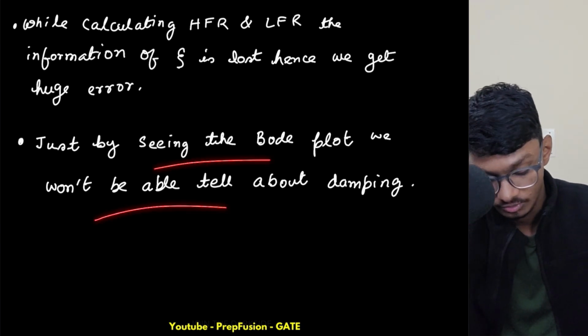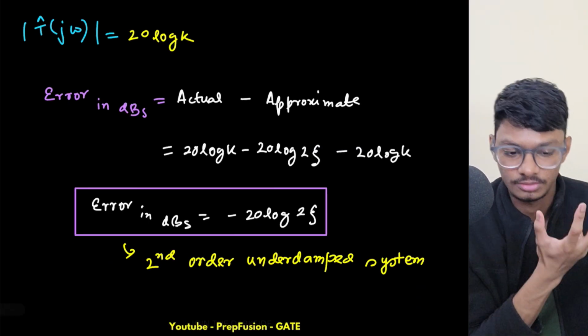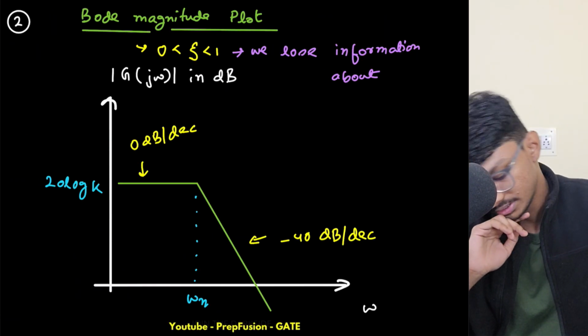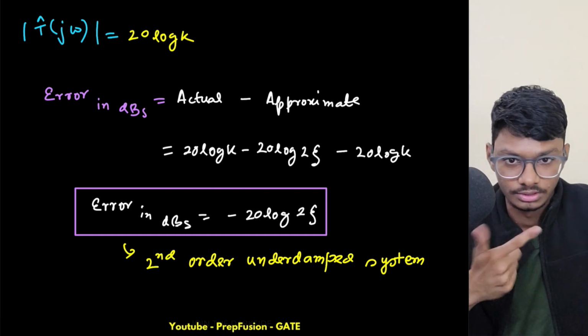Just by seeing the Bode plot, we won't be able to tell any information about damping, because that is lost. Zeta tells the information about damping, and that itself is lost. Okay, so yeah, this is the case. Now we'll do one example with this, so we'll understand further.